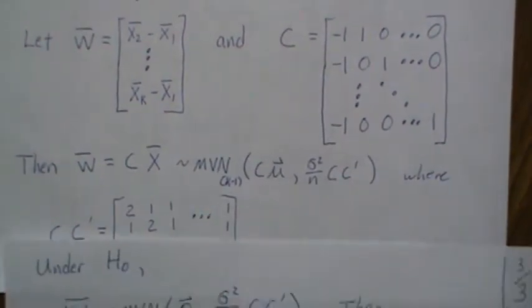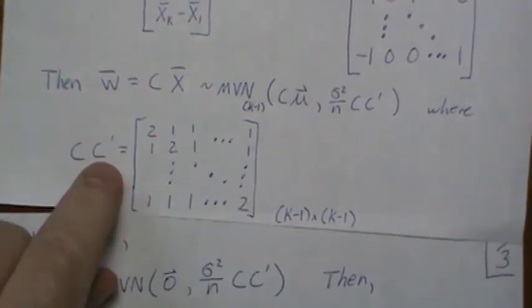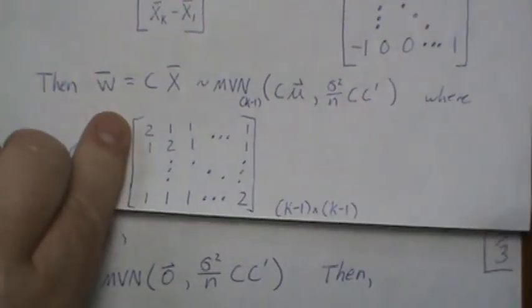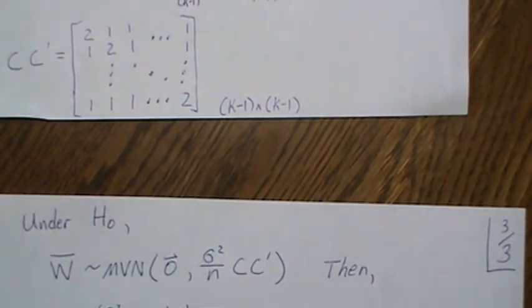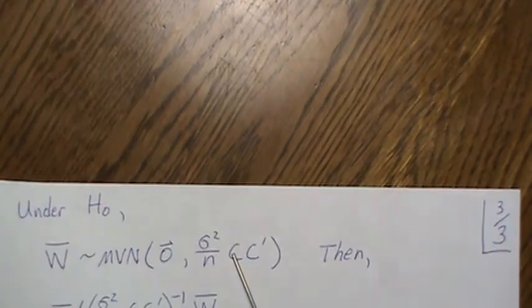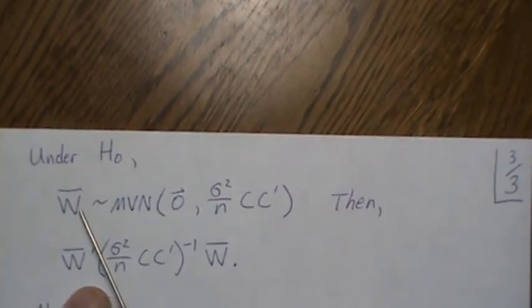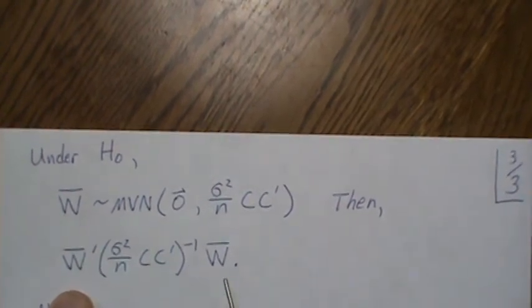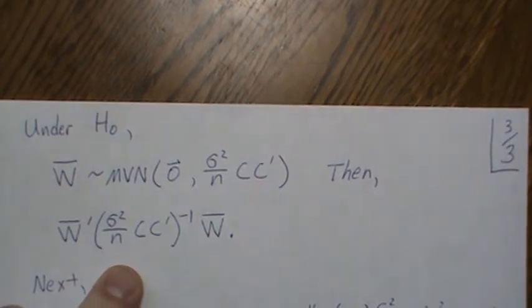Now, under the null hypothesis that all the means are the same, then this mu vector is saying all these means are the same. So then it's multivariate normal with mean zero, and it has the same covariance structure. Then we know that a quadratic form of this, I didn't write it, so I have to write it down.